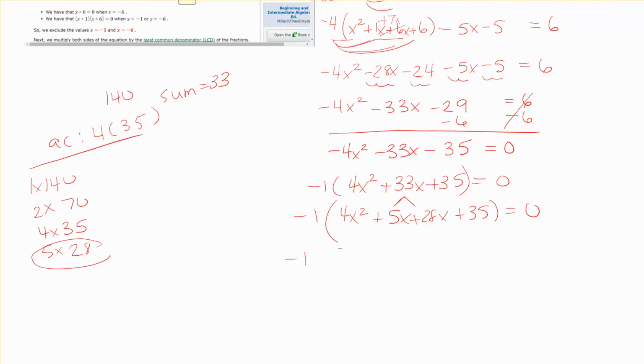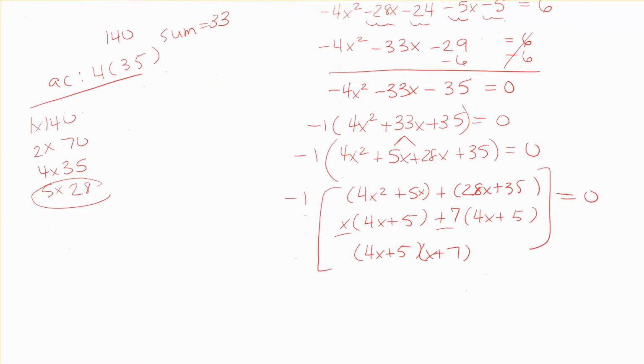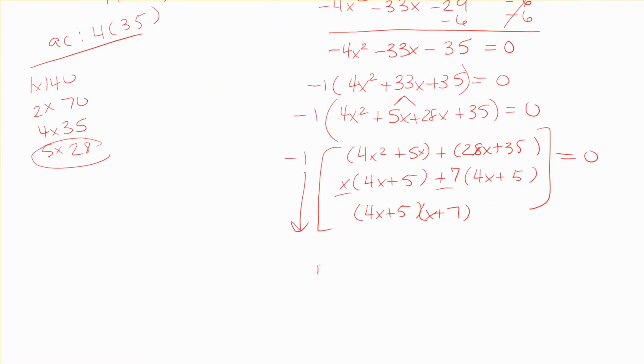We're going to factor that by grouping now. So I group 4x squared plus 5x, plus 28x plus 35, equals 0. In the first group, we're going to take out a common x, and I get 4x plus 5. In the other group, a number that goes into 28 and 35 would be 7, and when you divide by 7, you get 4x plus 5. So then I factor out the 4x plus 5, and my other group is x plus 7. I'm going to bring down that GCF, negative 1, that I factored out, and I have negative 1 times 4x plus 5 times x plus 7 equals 0.